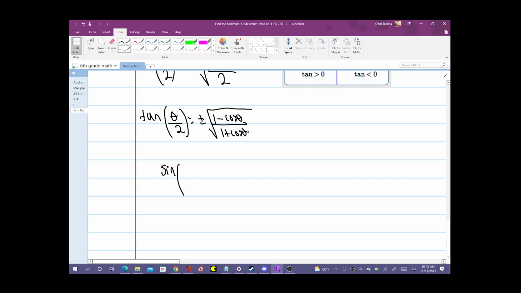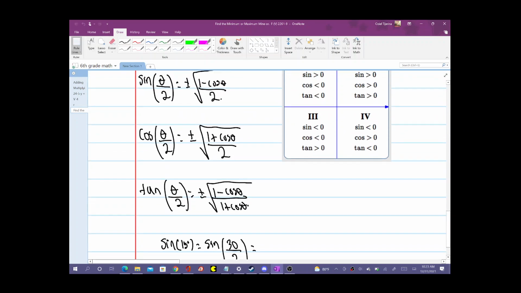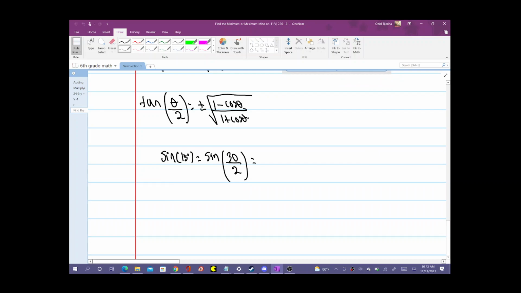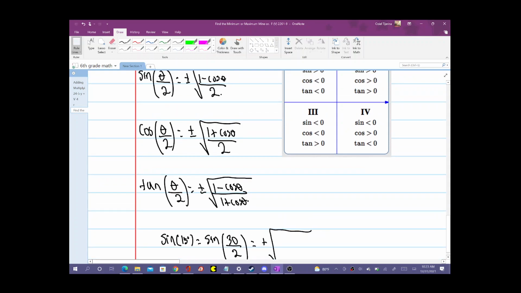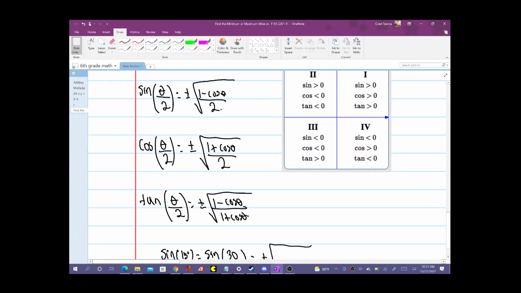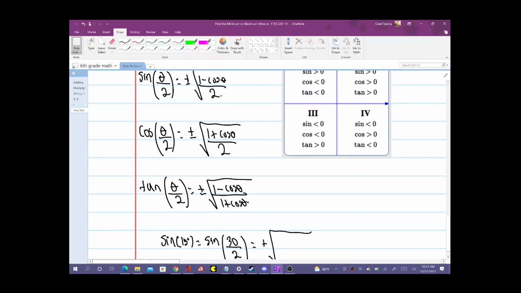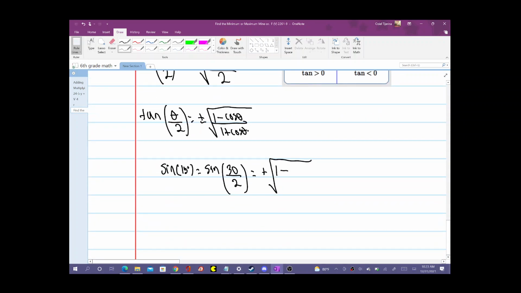So if we write it down, we know that sine of 15 degrees equals sine of 30 over 2. Now sine of 30 over 2, we can simplify as the positive square root, because it's positive in the sine direction. So we can say the square root of (1 minus cosine of 30) all over 2, right?